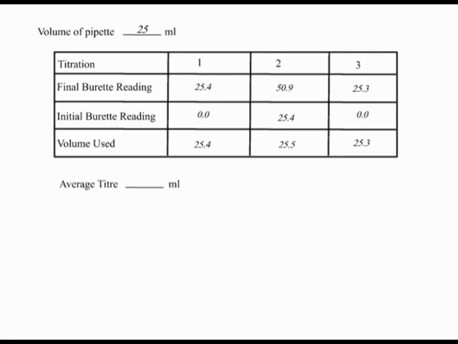From here, we calculate the average titer. We have 25.4 plus 25.5 plus 25.3, everything divided by 3, and that gives us 25.4 milliliters. So the average titer here is 25.4 milliliters. Now we have the reacting volumes of the alkali and the acid, and we also know the concentration of the alkali. We can now find the concentration or the molarity of the acid.